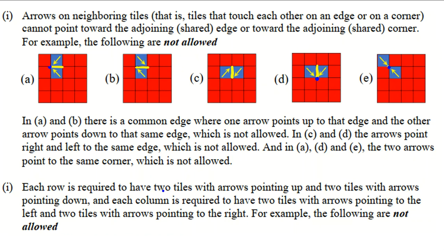Each row is required to have two tiles with arrows pointing up and two tiles with arrows pointing down. And each column is required to have two tiles with arrows pointing to the left and two tiles with arrows pointing to the right. For example, the following are not allowed. So it says each row has two tiles. In each row you have two up and two down, and in each column you have two right, two left.